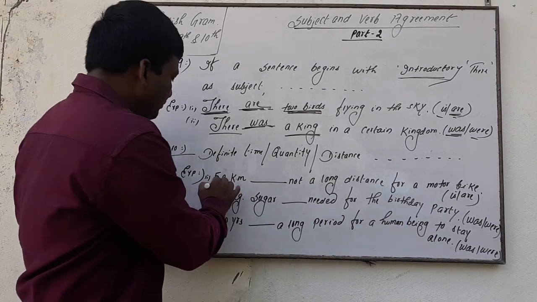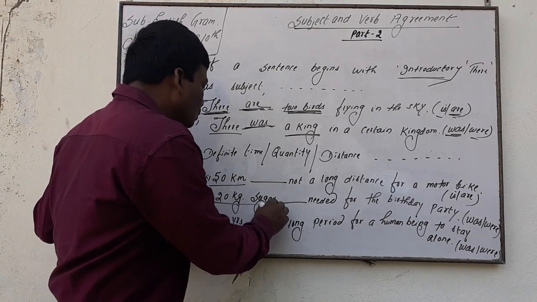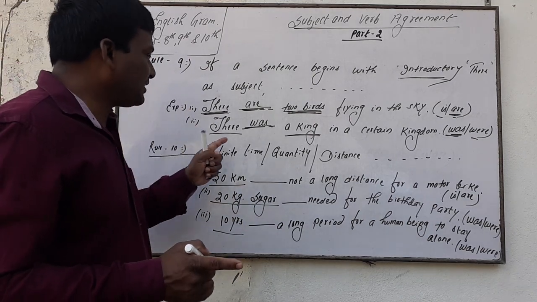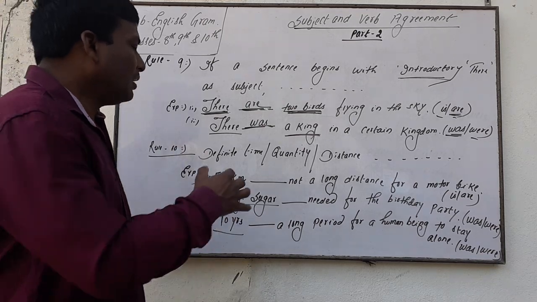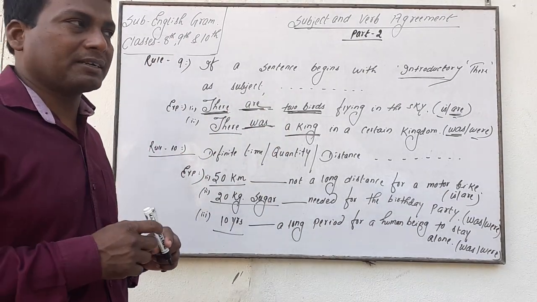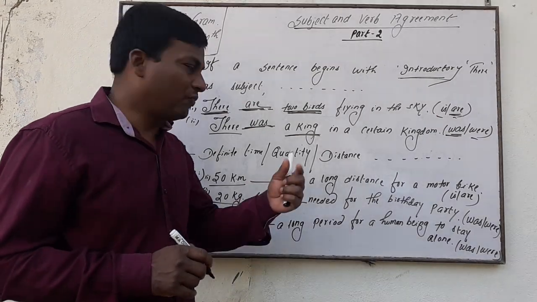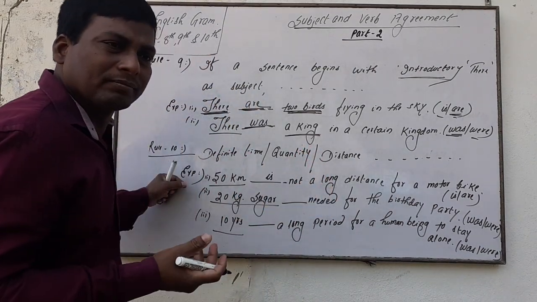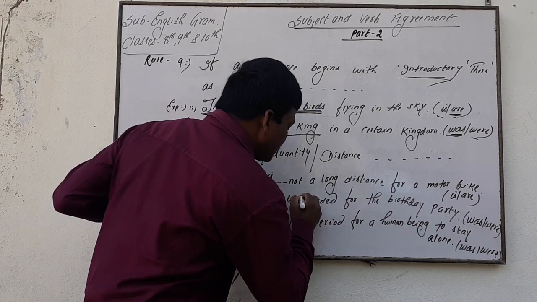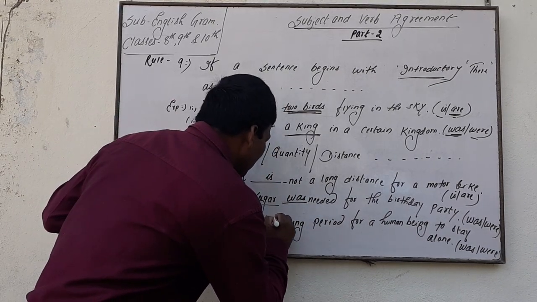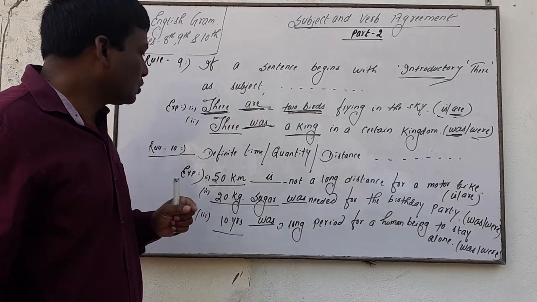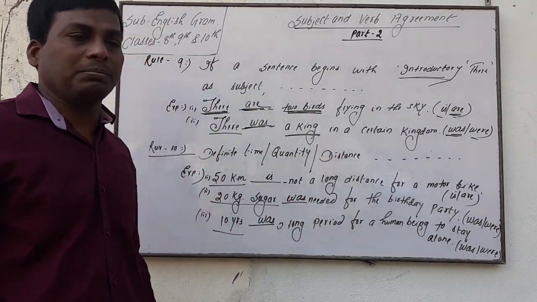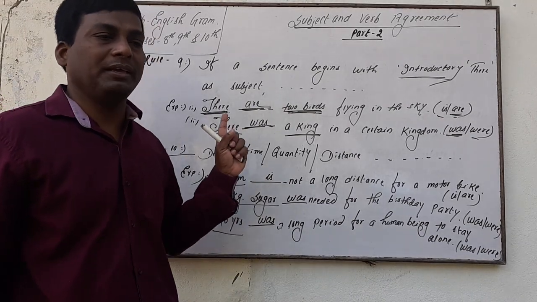So 50 kilometers, definite distance. 20 kilo sugar, definite quantity. 10 years, definite time. So if a definite time, definite quantity or definite distance is the subject, then what will be the verb? It will always be singular. So 50 kilometers is, because it is definite. 20 kilo sugar was, and 10 years what? Is it clear? If a definite time, quantity or distance is the subject of your sentence, then the verb will always be singular.